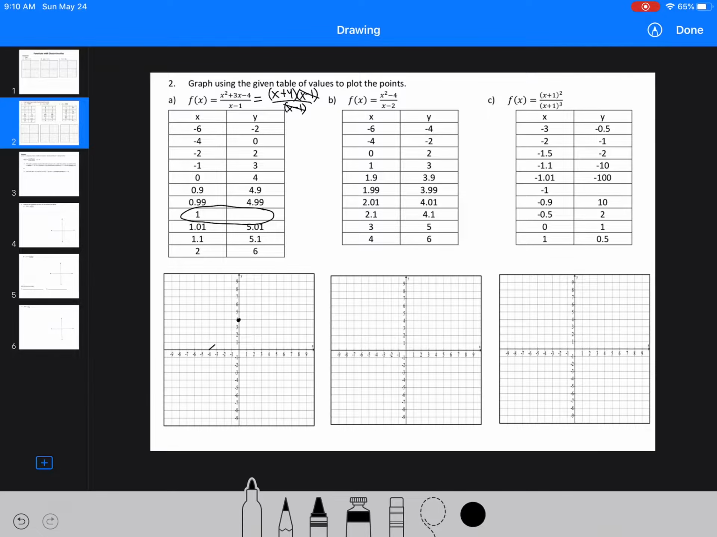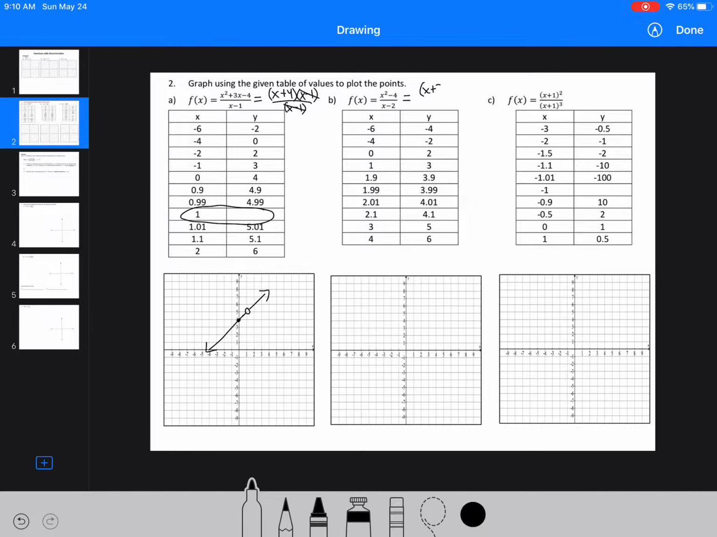So what this graph is going to look like is this. And what that hole means is that the graph doesn't actually exist at that point, because we've simplified the equation before. I'm not going to graph all of those table of value points. What we're going to look at though is that the graph doesn't actually exist at that point. Same thing on the next one.